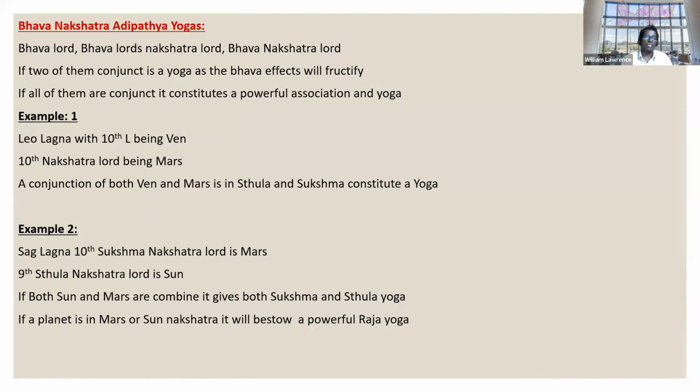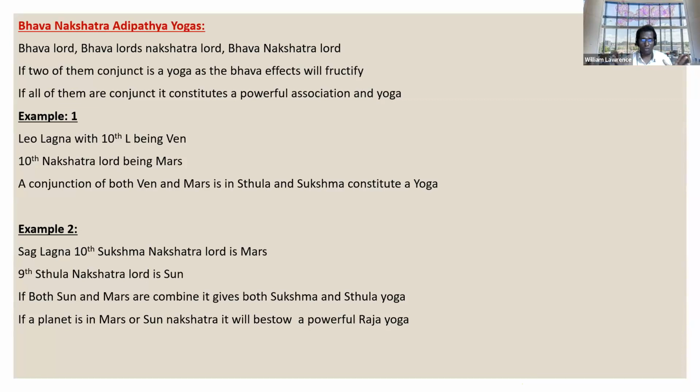Okay, that's what I'm trying to tell you. Bhava Nakshatra Adhipati Yogas. That is a Bhava Lord, the Bhava Lord's Nakshatra Lord, and the Bhava Nakshatra Lord. The three things. If two of them conjunct, it's a yoga, as the Bhava effects will fructify. If all of them are conjoined, it's a very powerful yoga.